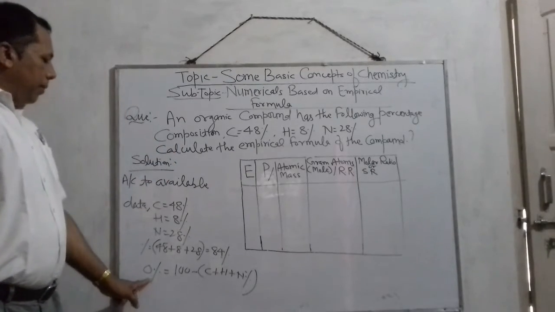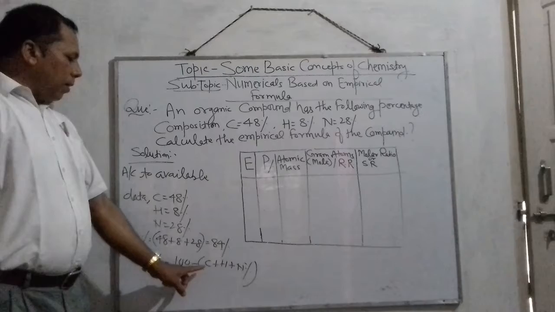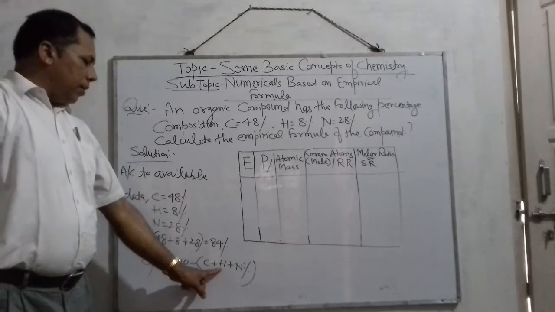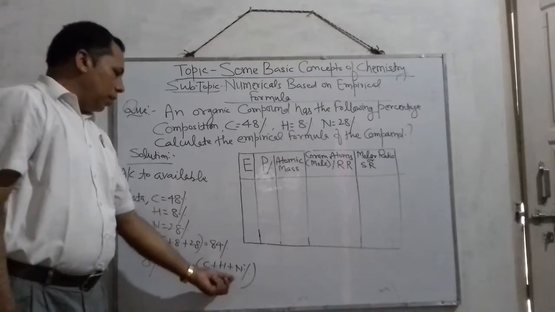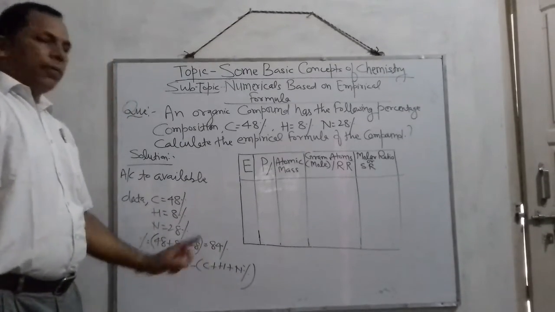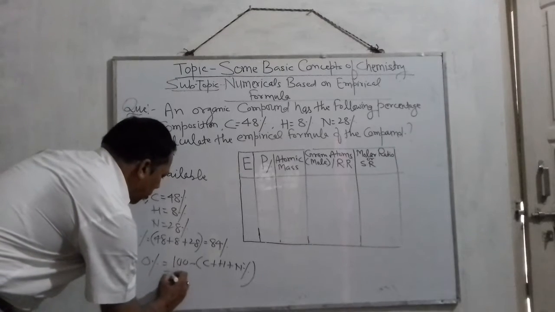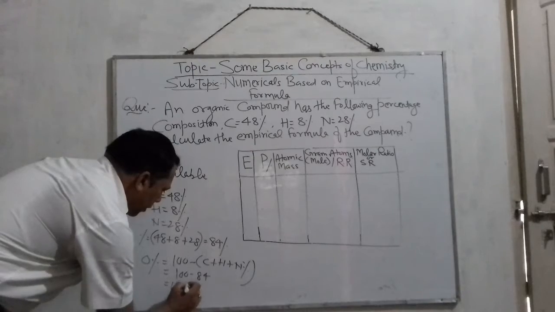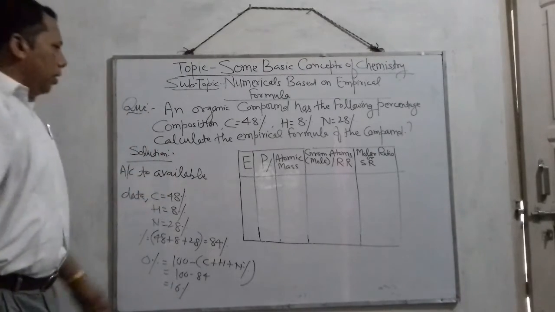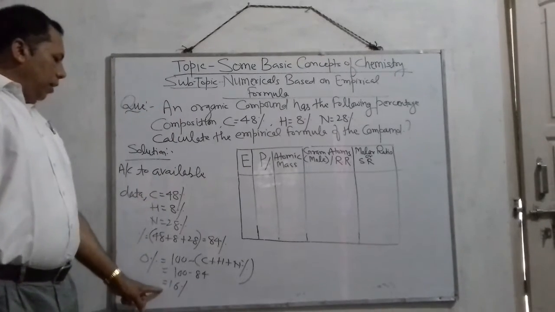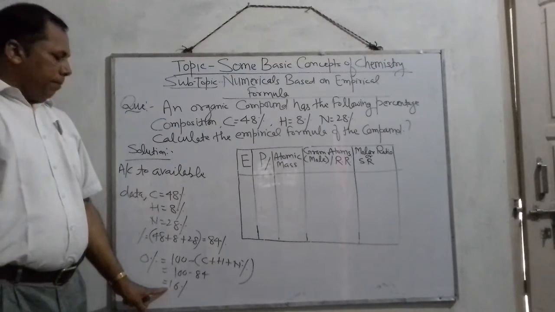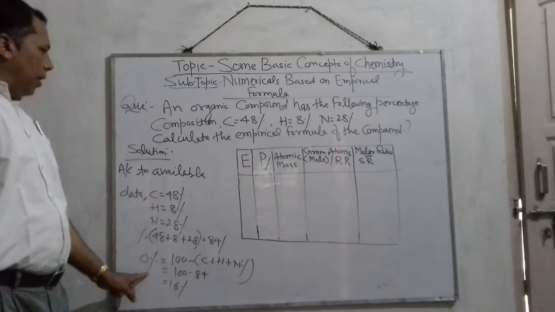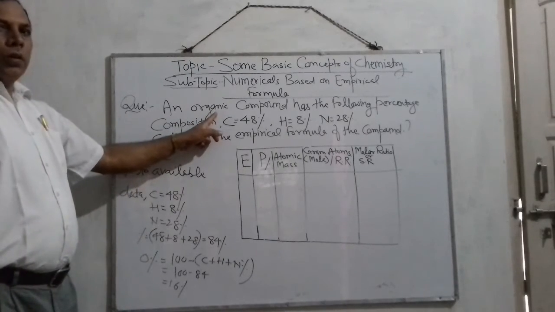Percentage of oxygen will be 100 minus the sum of the percentage of carbon plus percentage of hydrogen plus percentage of nitrogen, and that sum is coming 84%. So that will become what? 100 minus 84, so the percentage of oxygen in the compound will be 16%. Okay? So now there are 4 elements available in the organic compound.